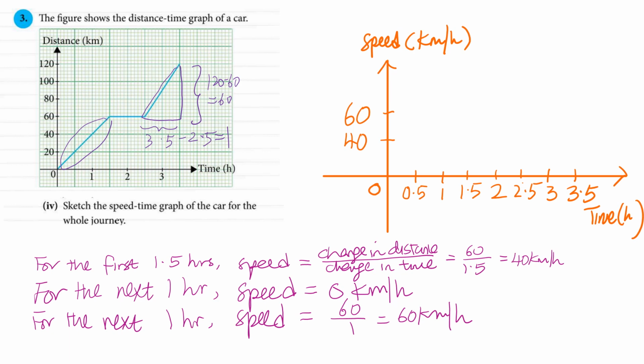For the first 1.5 hours, the speed is 40 kilometers per hour. Then for the next 1 hour, it's 0. The vehicle is not moving at all. Then for the last 1 hour, the speed is 60 kilometers per hour. So this is how you sketch the speed-time graph for the whole journey for the car.